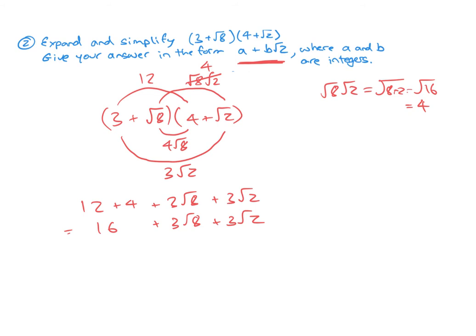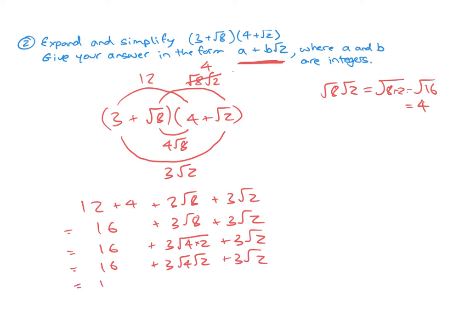So going back to the question, it wants it in the form of a plus b root 2. I have my a here, that's 16, but I have this strange thing going on down here. It's not in the form of something root 2. If I analyse this term here, 3 root 8, I can see that 8 has 4 and 2 as factors. So I can rewrite this as 16 plus 3 root 4 times 2 plus 3 root 2. So that's going to give me 16 plus 3 root 4 root 2. I can split the root up, plus 3 root 2.